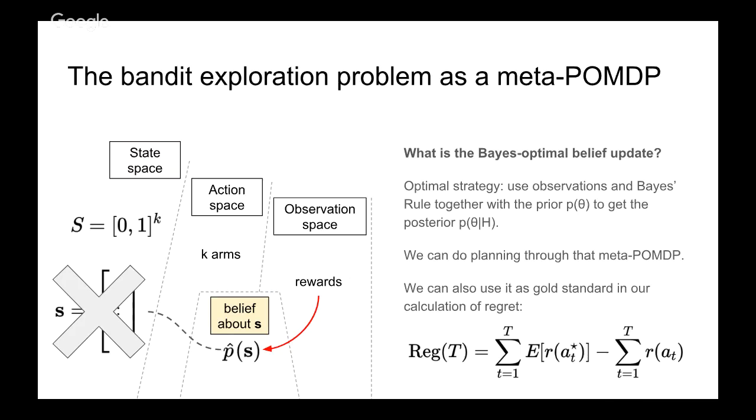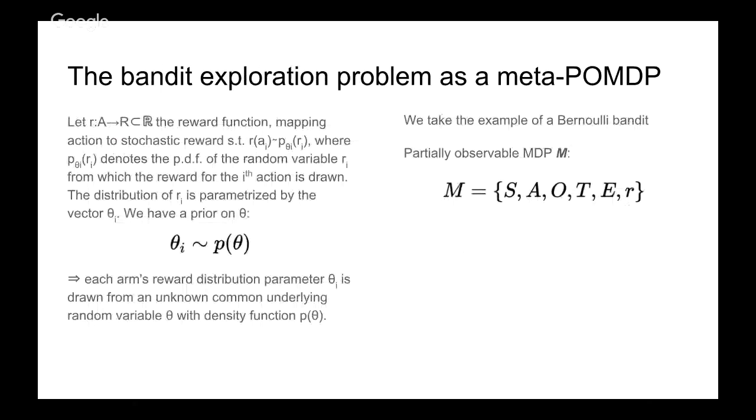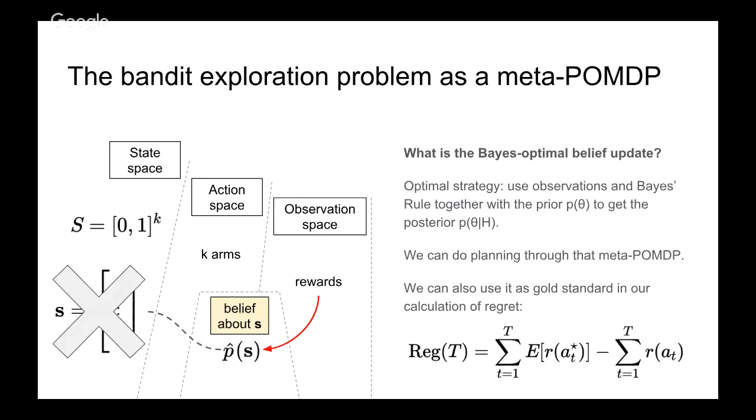What I tried to do manually is go through the Bayesian belief update, starting from some prior that we got from the problem definition. We got the prior on theta_i and the prior P of theta, from which the theta_i are drawn. Then from this prior we use our knowledge of the problem, our likelihood function, to derive a posterior each time we observe a reward. By doing this iteratively, we can do planning through the partially observable Markov decision process.